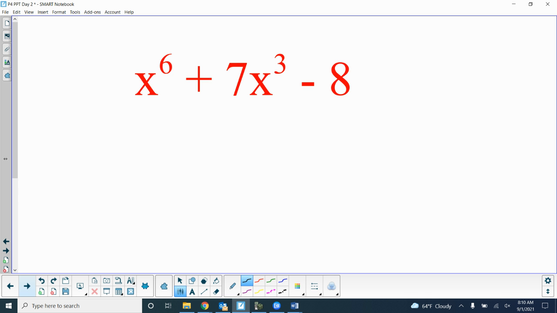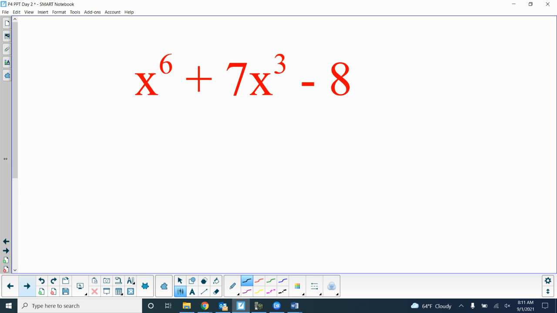I forgot I had this one. So, is there a GCF? No. Is it a difference of squares? No. Is it a sum or difference of cubes? No. Is it a special trinomial? No. So it's a regular trinomial. It's an easy one, right?